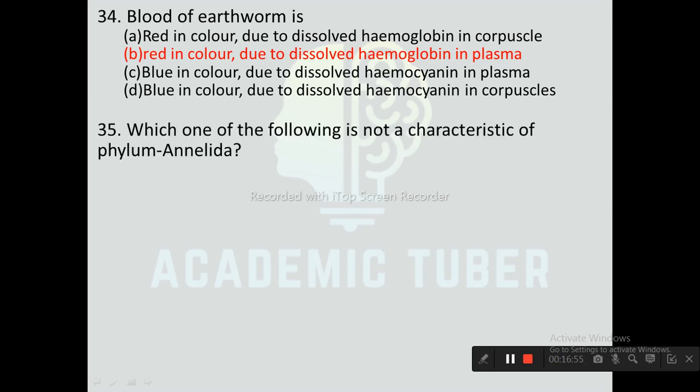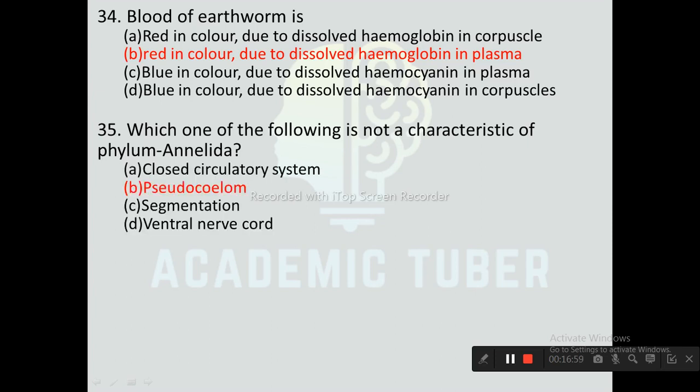Next one, which one of the following is not a characteristic of phylum Annelida? And the options are closed circulatory system, pseudocoelom, segmentation, and cuticle coat, and the answer is option second, pseudocoelom. Annelids, they have true coelom, not a pseudocoelom.